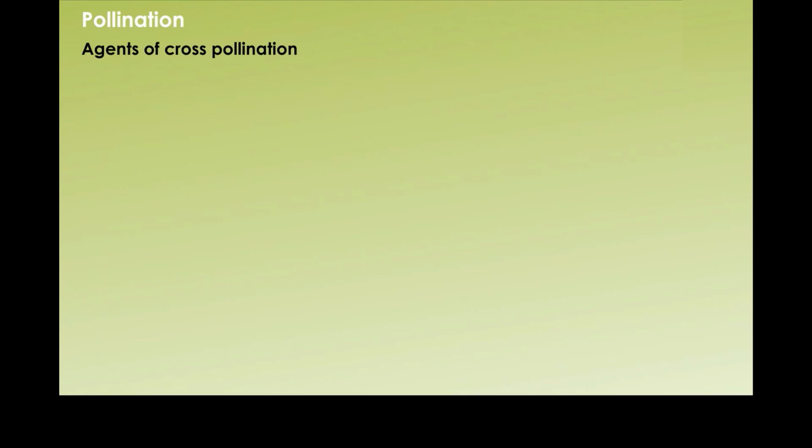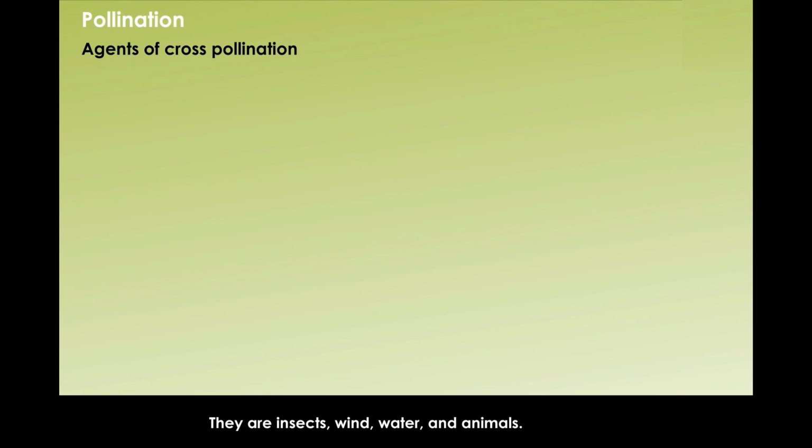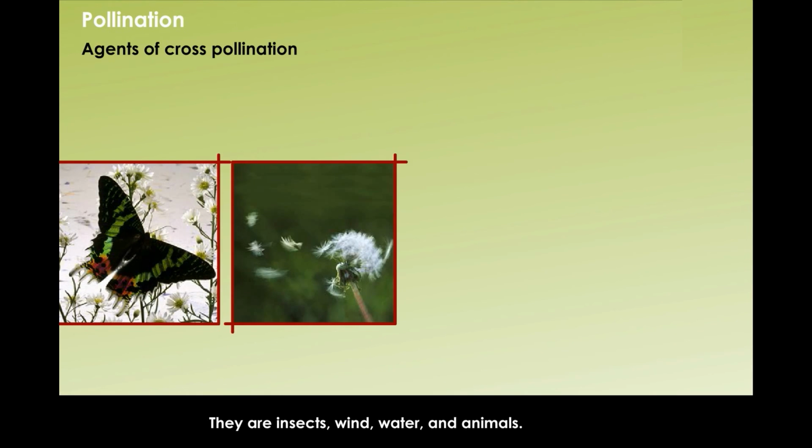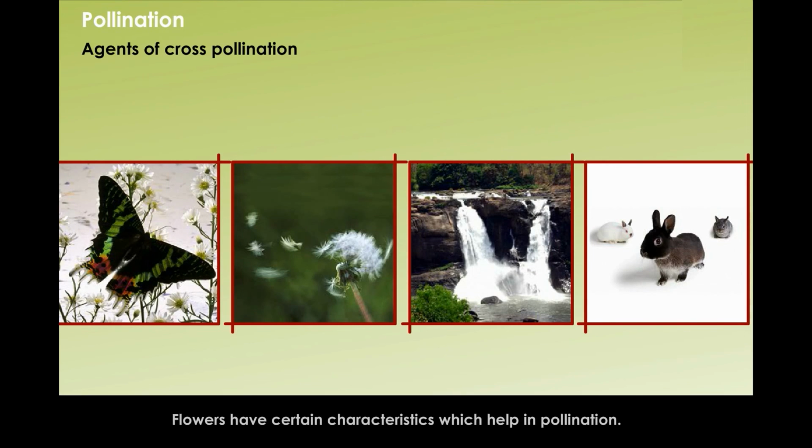Agents of cross-pollination. There are certain agents for transferring pollen grains to the stigma. They are insects, wind, water, and animals. Flowers have certain characteristics which help in pollination.